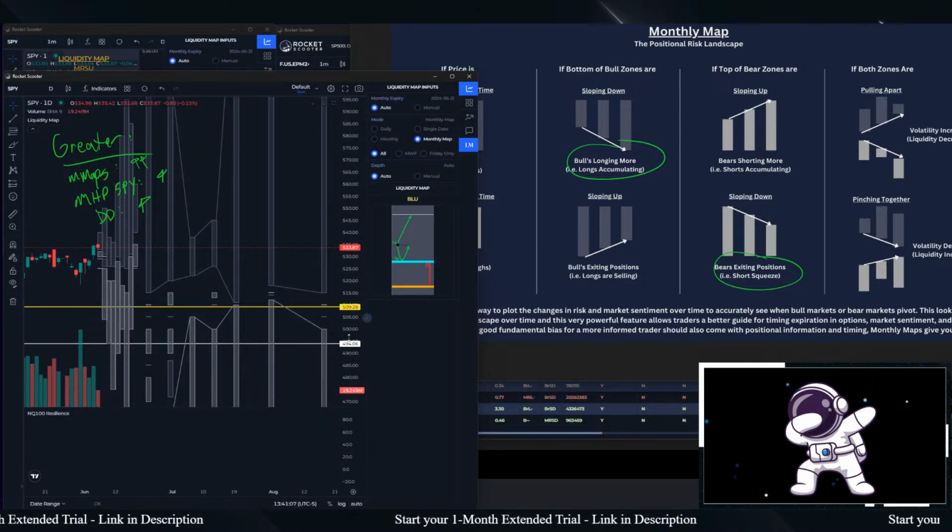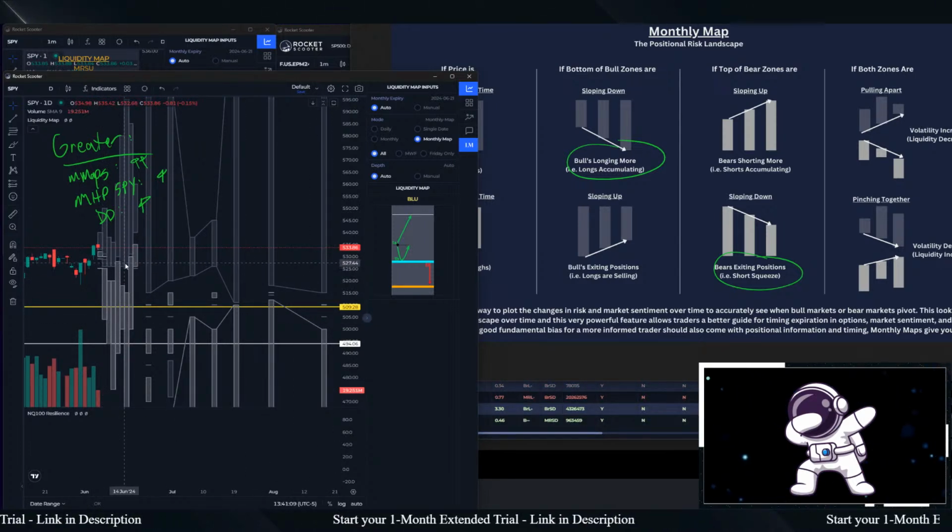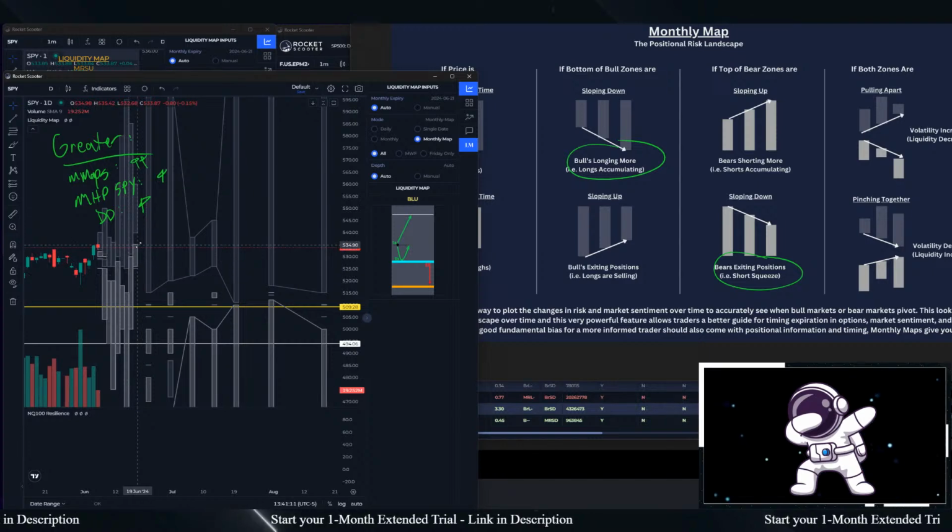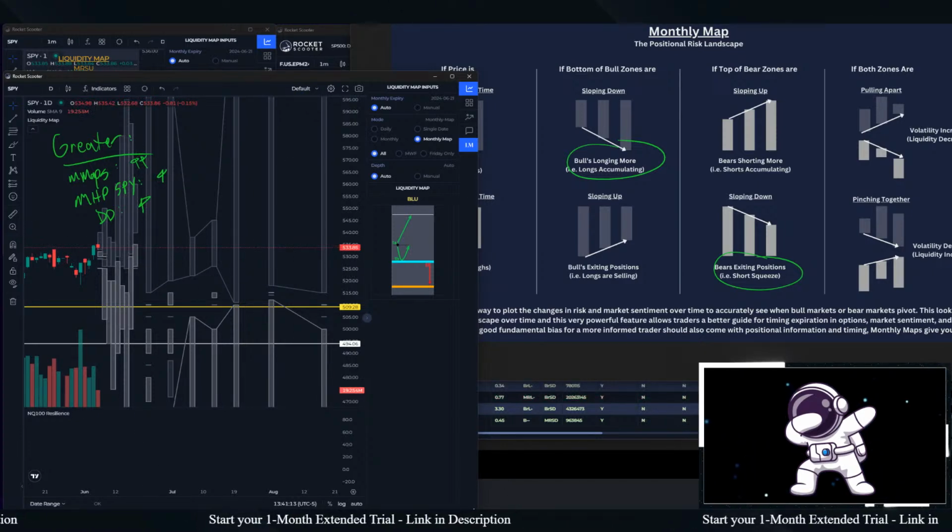So bear side sloping down, but we do have some potential selling pressure towards the end of the month in June, end of the trading month. So like third week.